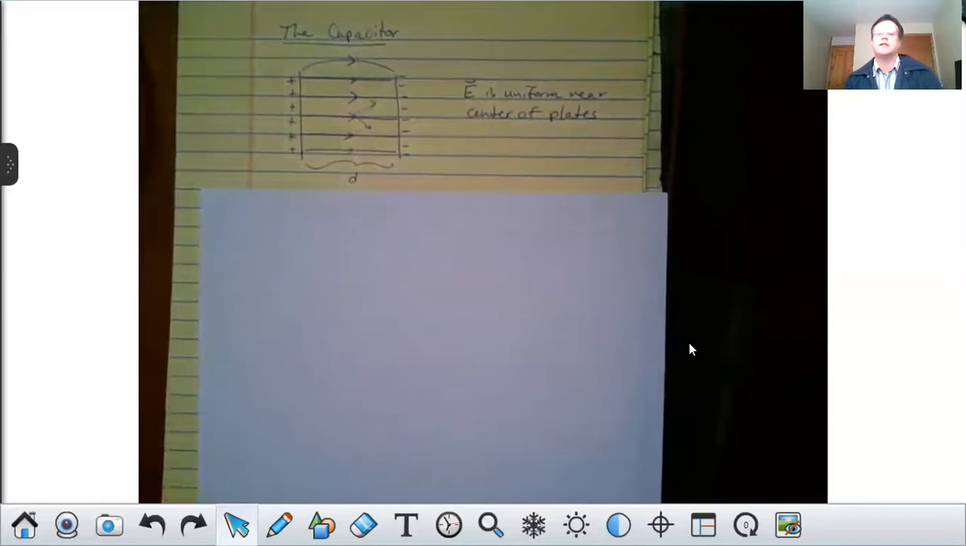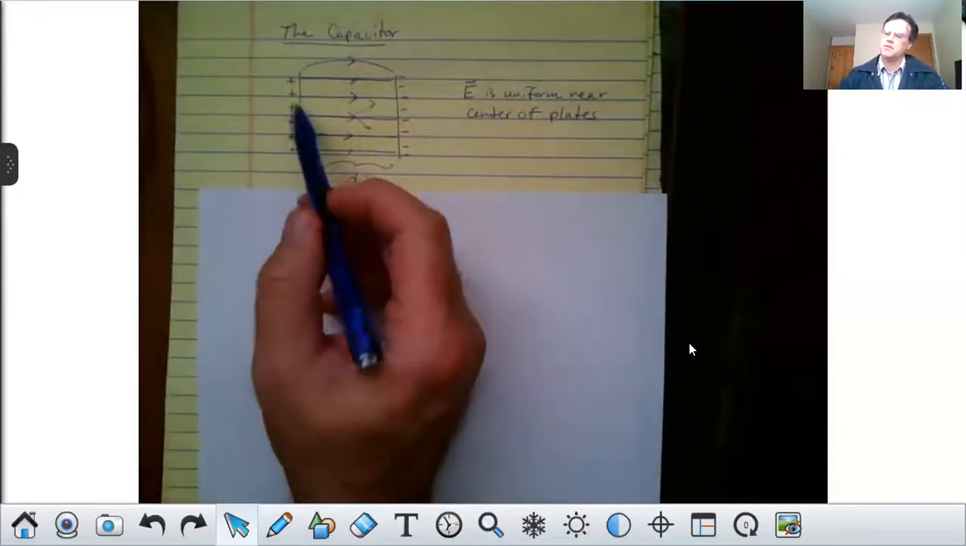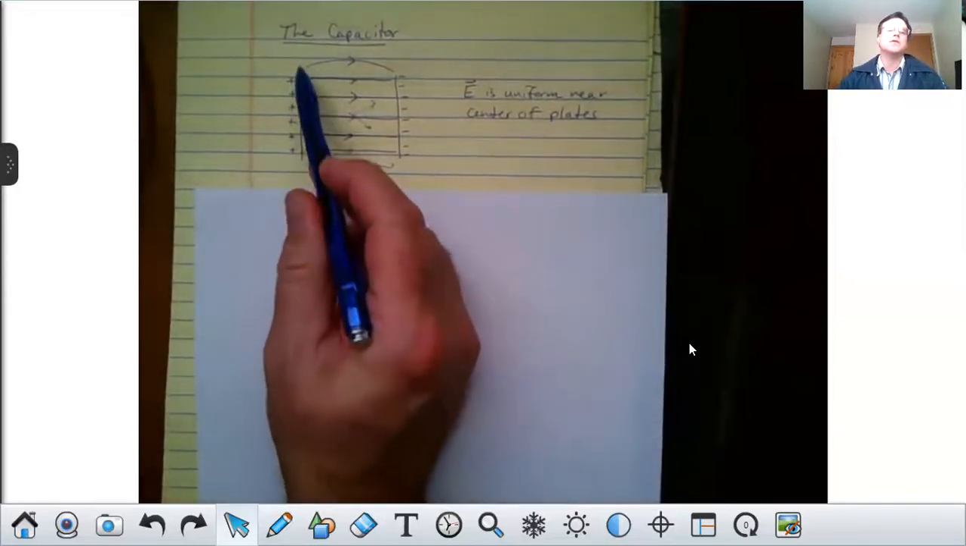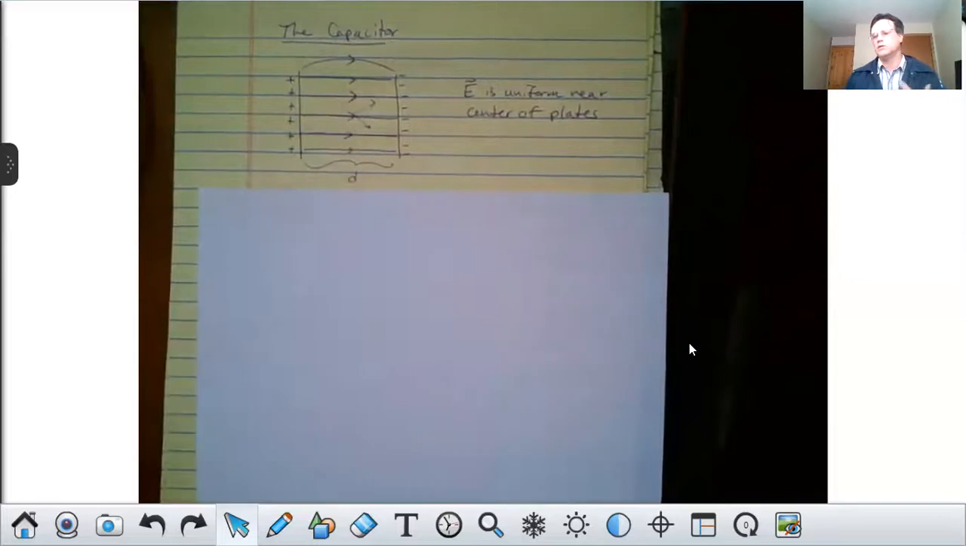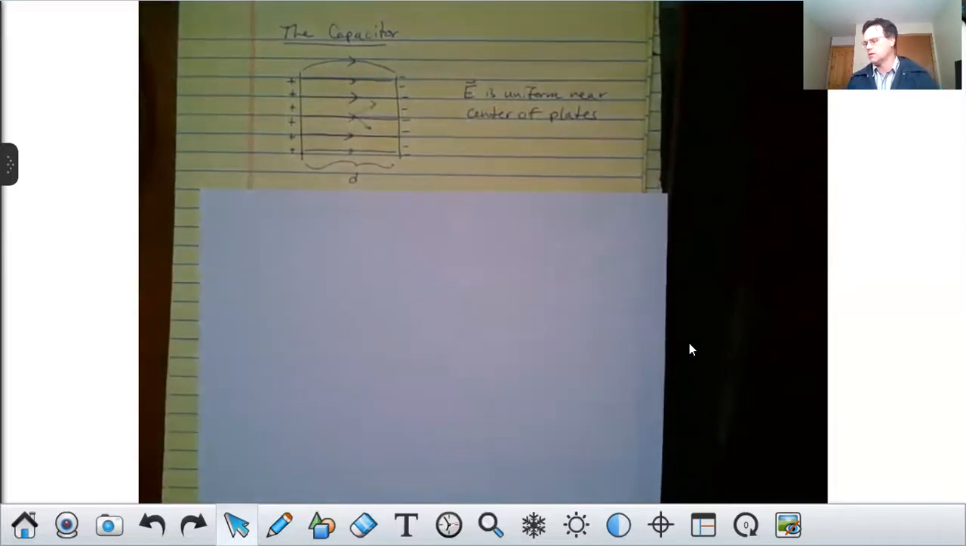To calculate the strength of that electric field, well, probably going to have to do some kind of calculus because we've got millions of charges really close together. We'll deal with those situations later on.